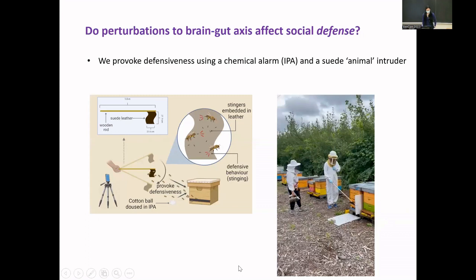Okay, and this is the second behavior that we measured, asking if perturbations in the brain-gut axis affect social defense. So here we provoke defensiveness using this chemical, which is called IPA. IPA stands for isopentyl acetate, and it's a chemical that basically mimics the famous banana smell that is produced by the hives whenever there is an intruder.